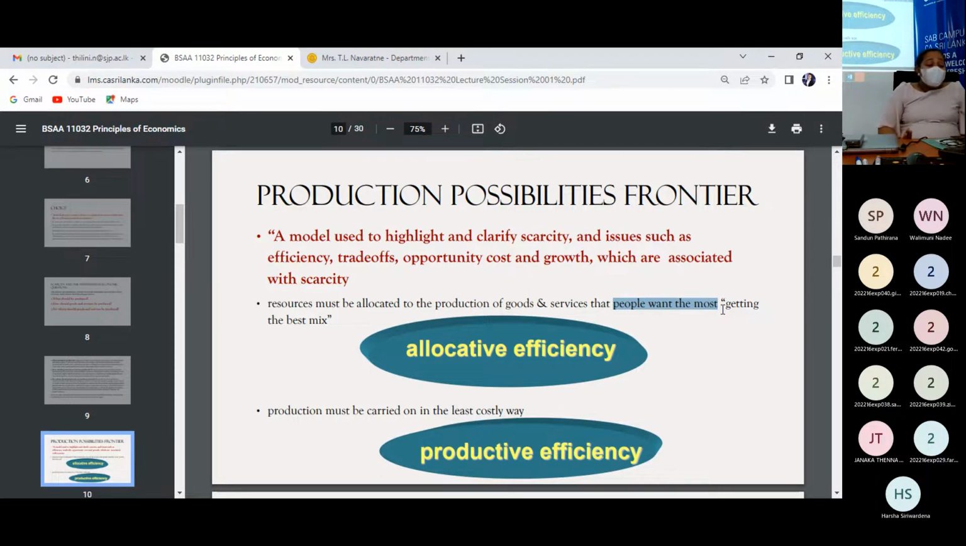Simple as that. Then there is another one called productive efficiency. Now, the production has to be carried out at the lowest cost, right? Education is what you want. I can either train the teachers in Sri Lanka using Sri Lankan resources for education, or I can send them on a nice tour to the UK and give them training there. Budget will be 10 times higher. Is it the least cost one? So for me to spend on what you like, which is allocative efficiency, and also to be productively efficient, I have to make sure that I use the least cost one. Okay?